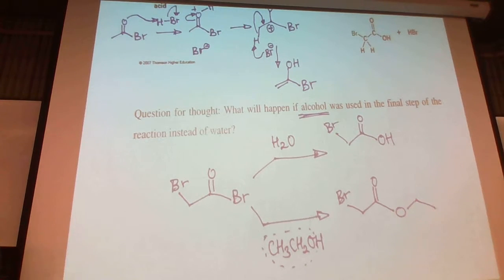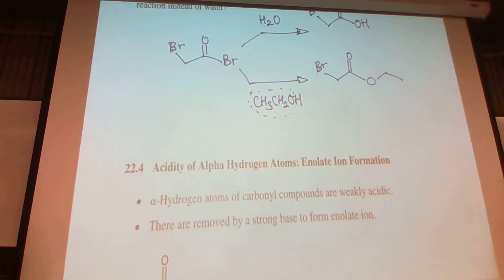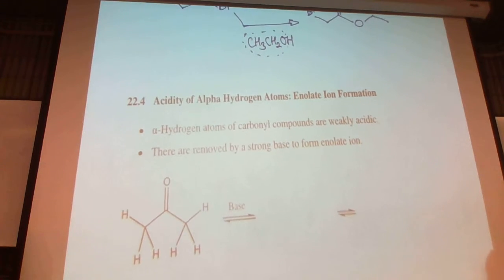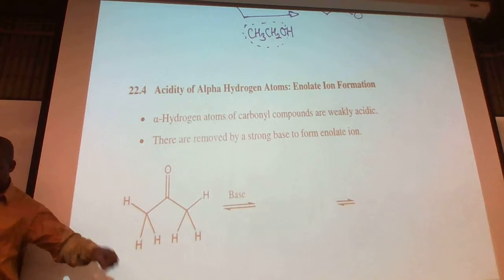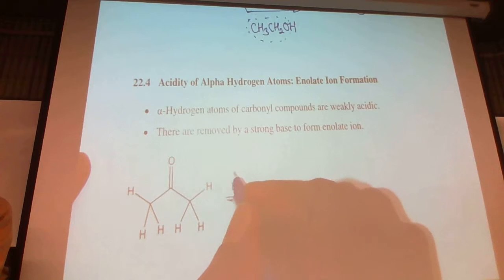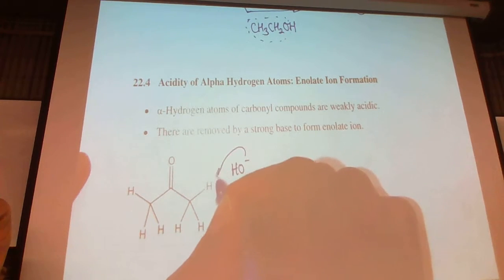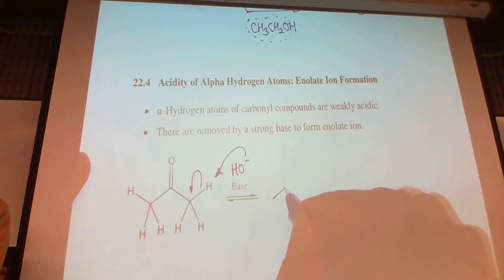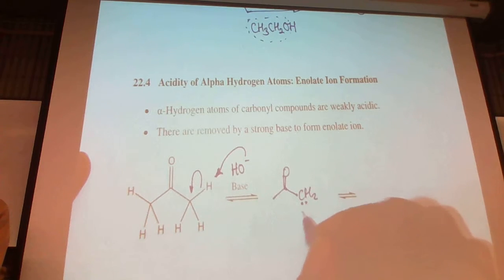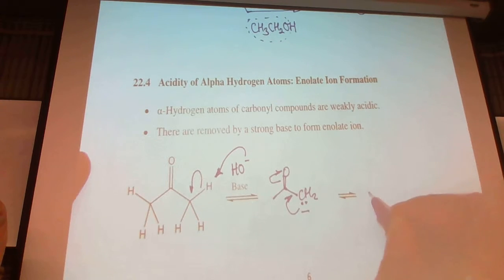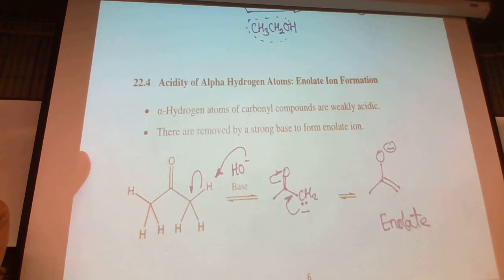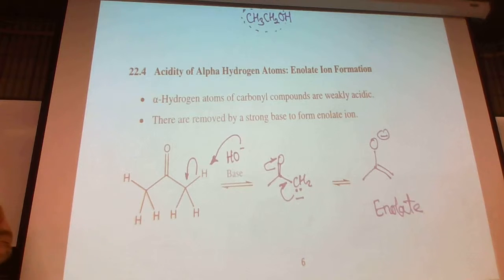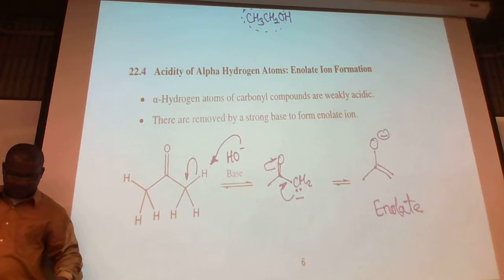Okay, so let's talk about the acidity of the alpha hydrogens. Okay, relative acidity of alpha hydrogens. So we know that a base can remove the alpha hydrogen to form a carbanion which is resonance stabilized, the enolate. So that means this alpha hydrogen is acidic, slightly acidic. The question is, how can you compare the acidity of the alpha hydrogens? We have a table that shows that, but before we get to the table, here's what we need to know.